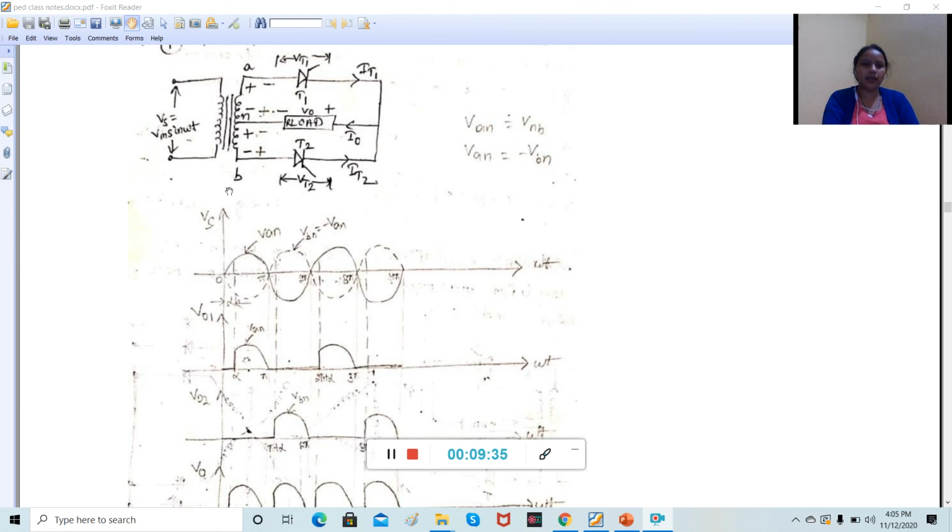So when A positive, B negative, T1 is forward biased, T2 is reverse biased. So at angle alpha, when we give gate pulse to thyristor T1, then only output voltage appears across the resistive load. So this is the output when T1 is conducting. That's why it is named as V01. Okay, V01 load voltage is due to the thyristor T1. So at alpha angle we give gate pulse to the thyristor, then only current will flow through this path like this.